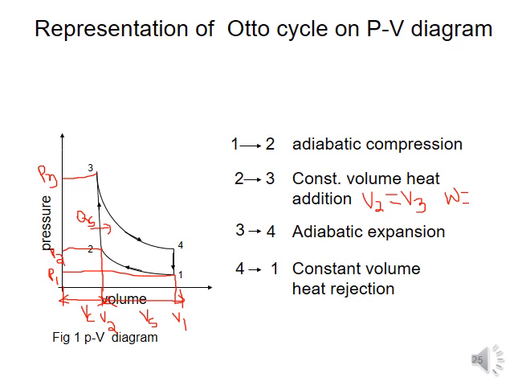In the first process, Q is equal to 0, so dU is equal to minus dW. In the second process, the work done is 0, so dQ is equal to dU.